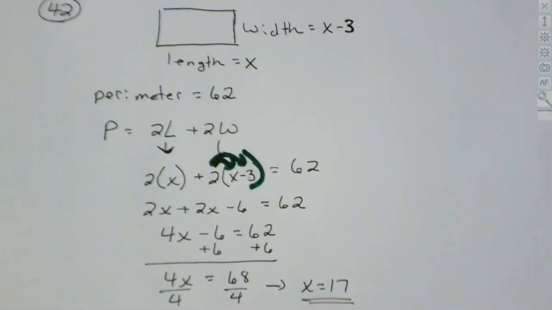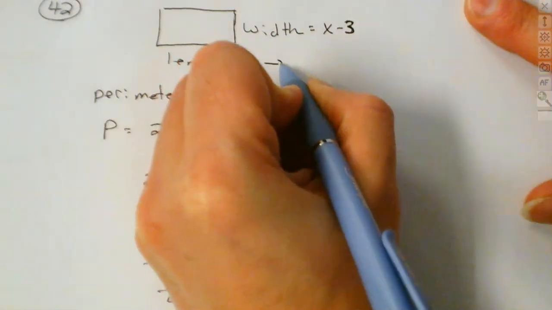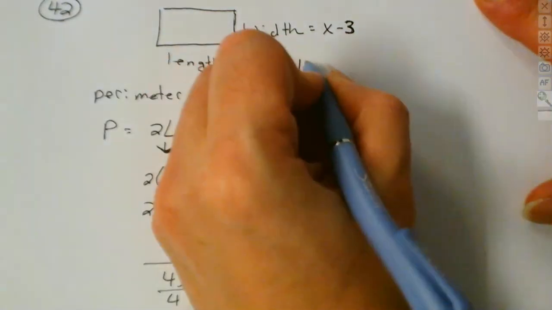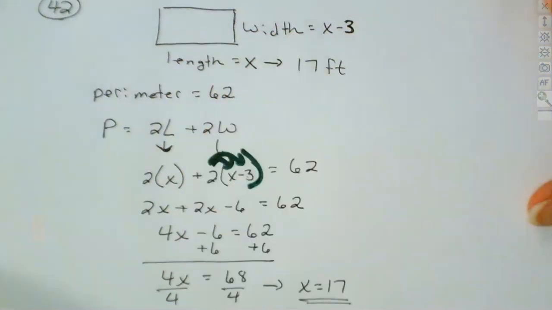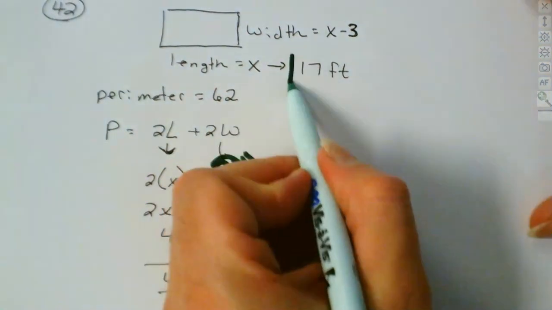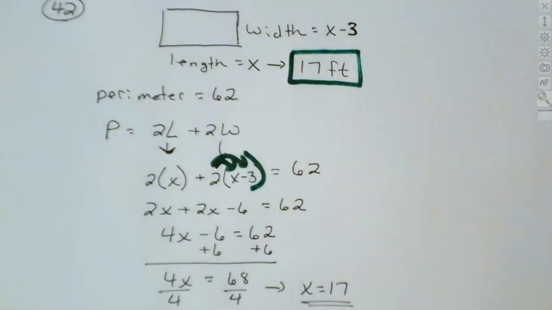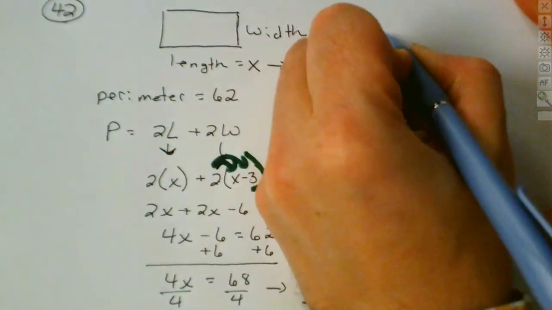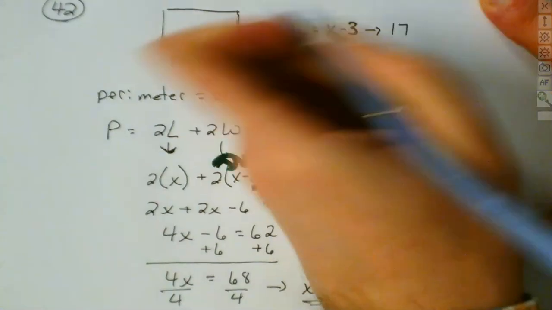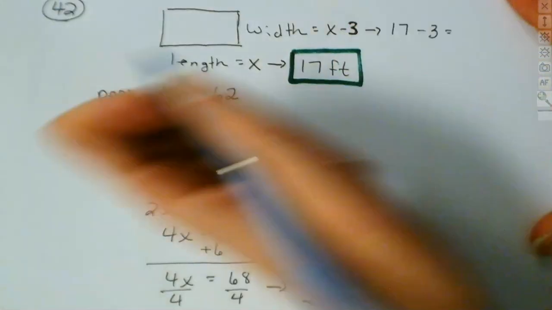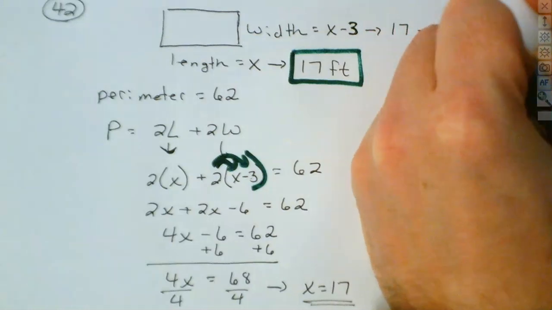Okay, so let's go ahead now and get our dimensions of our figure. Now, what are these measured in? Everything is in feet, so that's going to be the unit that we use. We want to find the length and we want to find the width. So the length, 17 feet. We put our units on at the very, very end. So the length is 17. What about the width? Well, that would be 17 minus 3, which is then 14 feet.